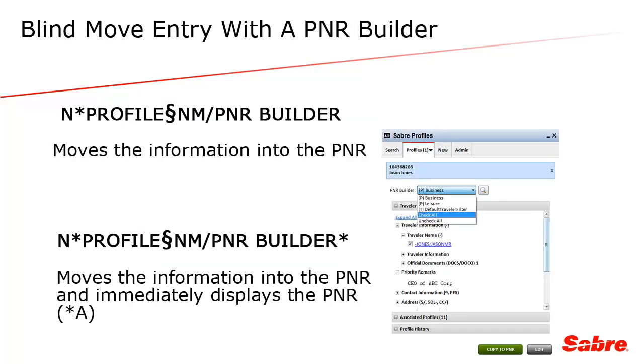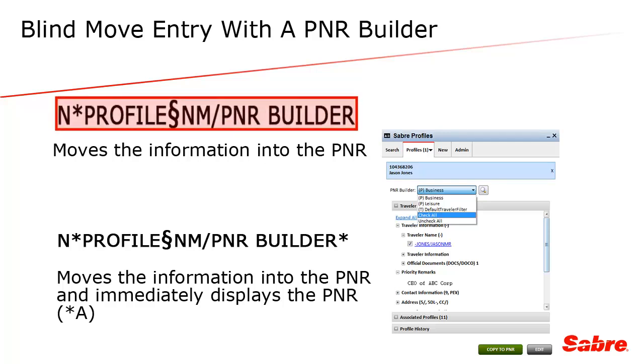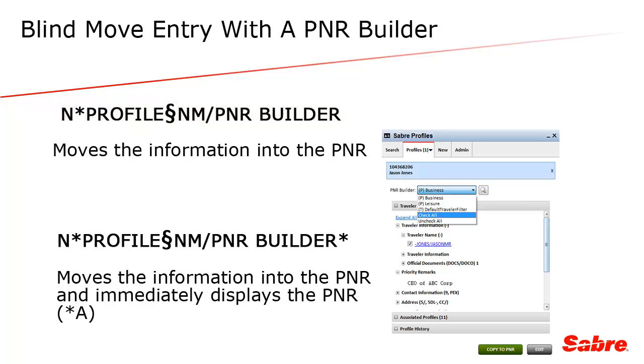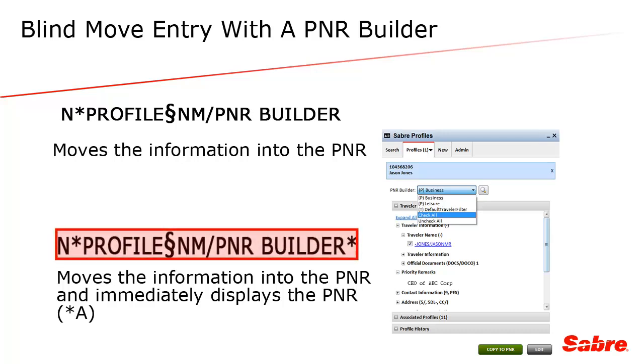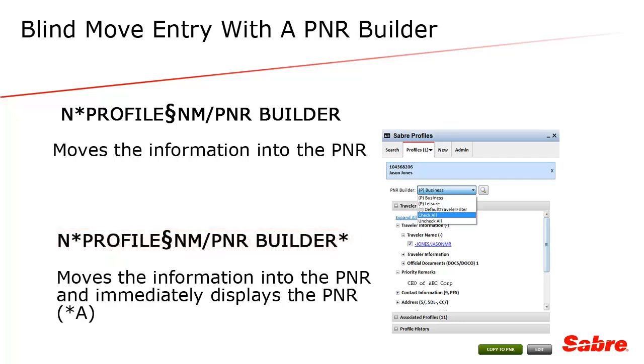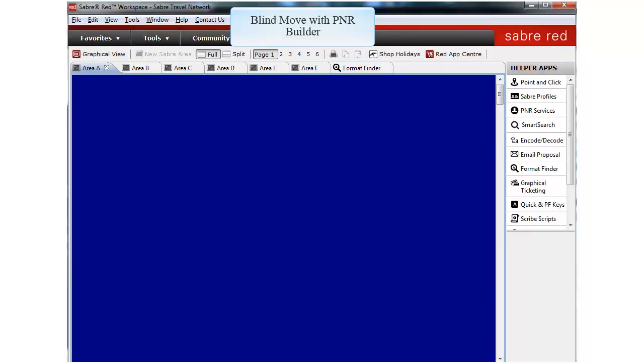You can use the P&R builder name within a blind move entry. So if I know the name of the P&R builder, I can add that to the end of my entry, such as in display, profile name, end item, NM, / and the name of the P&R builder to move the information over, or in display, profile name, NM for now move, / P&R builder name and the display key, and that will display the profile again. Let me show you how this works.